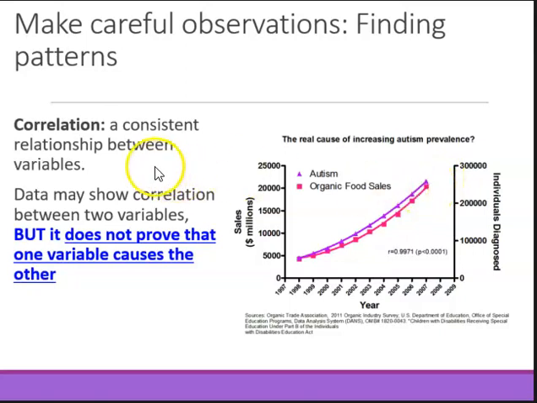However, the data may show correlation between 2 variables, but it does not prove that one variable causes the other. It's something we observe. However, like you often hear, correlation does not mean causation. So just because we have an increase in organic food sales, that does not necessarily mean that we'll have an increase in the amount of diagnosed cases of autism. And I worked in autism research, and I can confidently say that this correlation does not mean that organic food sales increase the amount of cases of autism.